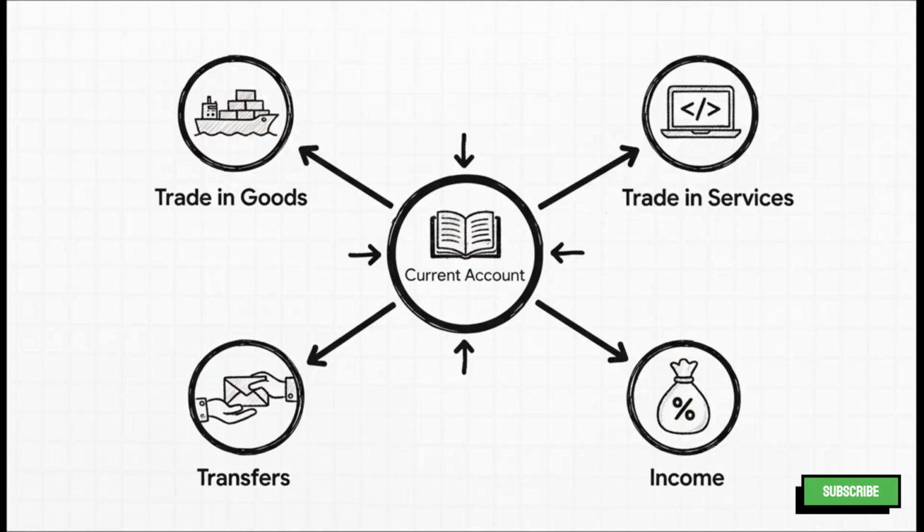Let's unpack that current account a little more. It's got four main parts. The first one, everyone knows, is trade in goods, which gives us the trade balance.